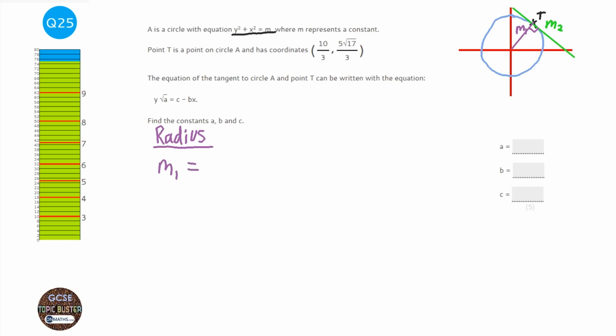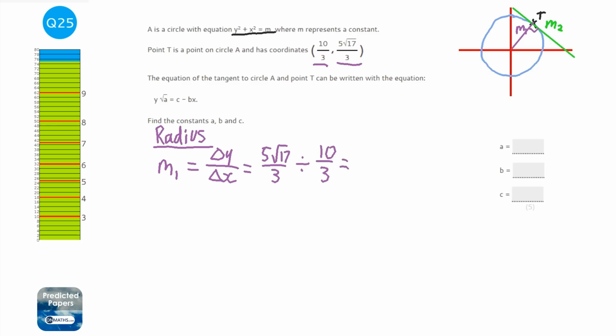To find out the gradient, we do change in y over change in x. Now over just means divide. Because we know that 0, 0 is on the radius, all we can do is take the y coordinate given to us here, take away 0, and put that over the x coordinate, take away 0. So it's just going to be 5 root 17 over 3, divided by 10 over 3.